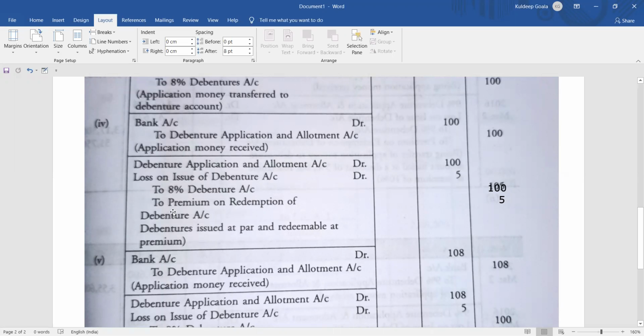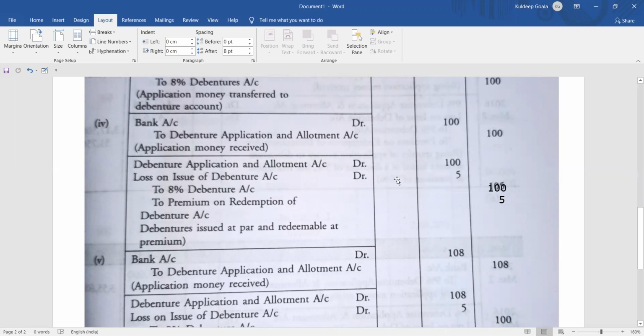Okay, this premium will not be our income or anything. It will be our liability. Why? Because we have to repay it to the debenture holders. That is why, to premium on redemption of debenture account 5 rupees is created as a liability, right? There is a direct relation between this 5 rupees and 5 rupees. That is, this loss on issue of debenture of 5 rupees is named as premium on redemption of debenture account, and it will be created as a liability. At the time of redemption, we have to pay this. That is why it will remain as a liability, and that is also our loss. So that will be kept on the debit side as loss on issue of debenture account.